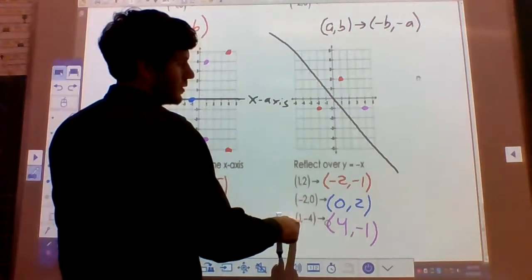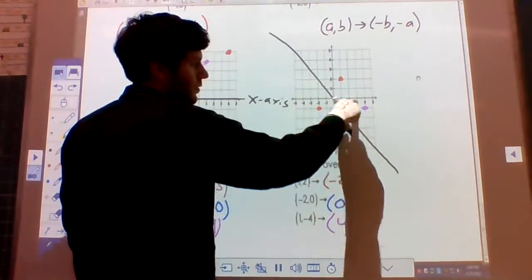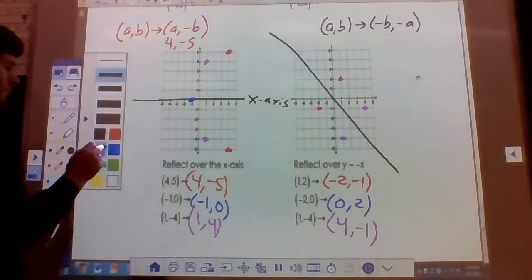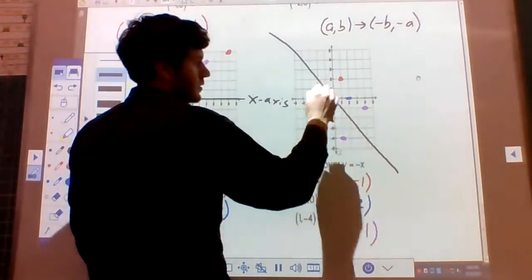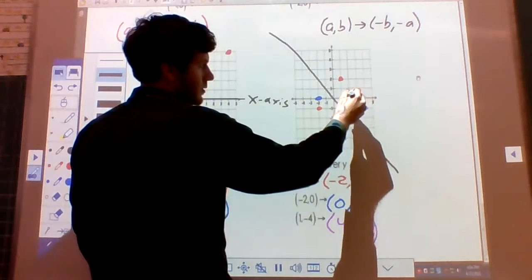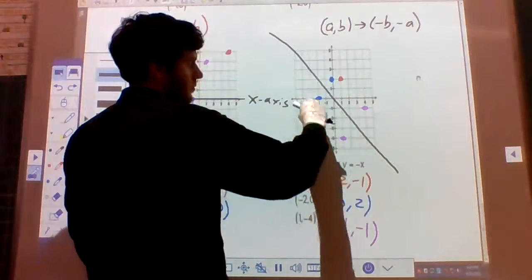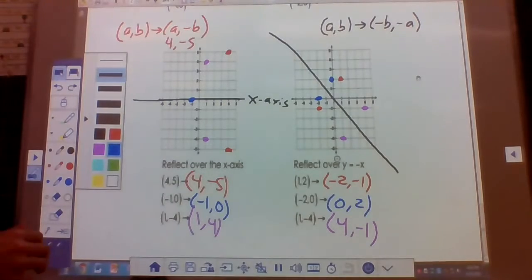The original was 1, negative 4. Right? So it flips over. Our last one was negative 2, 0, 2. All right, so it makes sense. I think it's this one. So those are the notes on reflection.